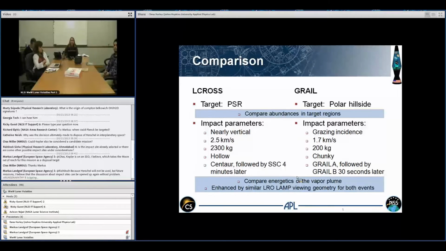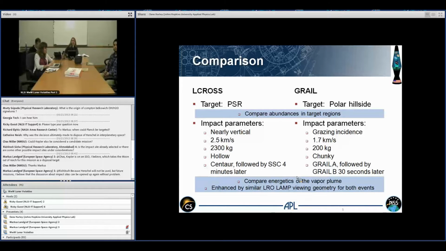LCROSS was a much more energetic impact, but it was also a vertical impact and a nearly hollow impactor, which tend to impart less energy into the vapor plume than the grazing incidence and the chunky impact of the GRAIL spacecraft.